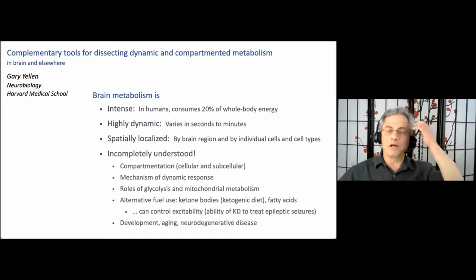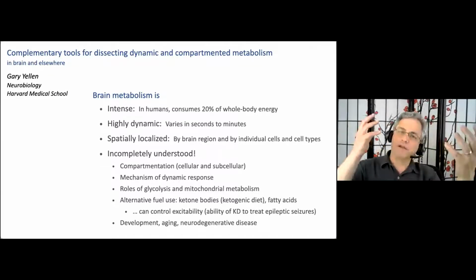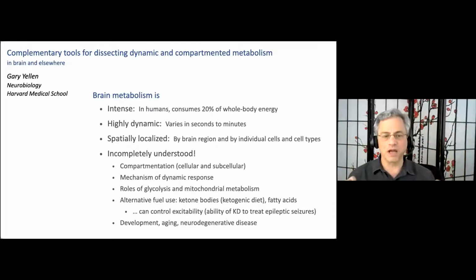Now, in addition, I'm not going to talk about all these things, but brain metabolism is very incompletely understood. Lots of important problems remain to be solved: compartmentation at both the cellular and subcellular level, the mechanism of these dynamic responses, the balance between glycolysis and mitochondrial metabolism, and alternative fuels. Already you've heard a few people mention the ketogenic diet, and that's actually how I got interested in brain metabolism, because it can control excitability. The ketogenic diet is capable of treating epileptic seizures very effectively. And finally, there are wide open spaces in development, aging, neurodegenerative diseases, and the causative role of altered metabolism.